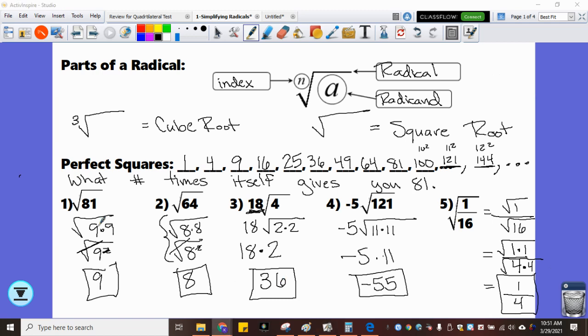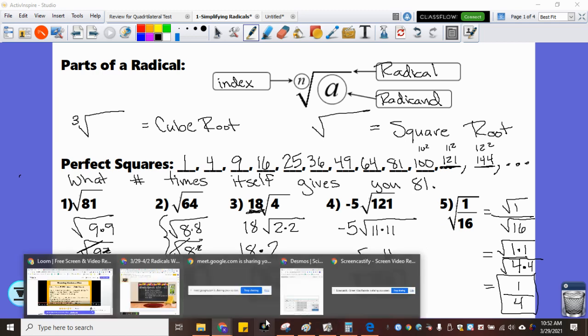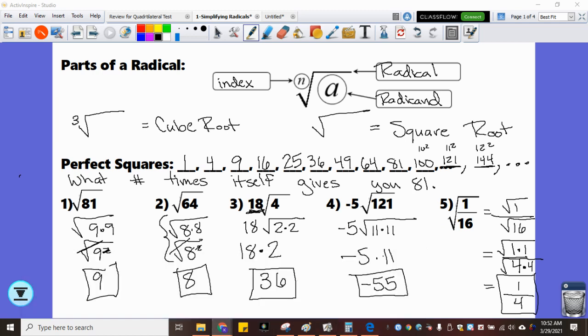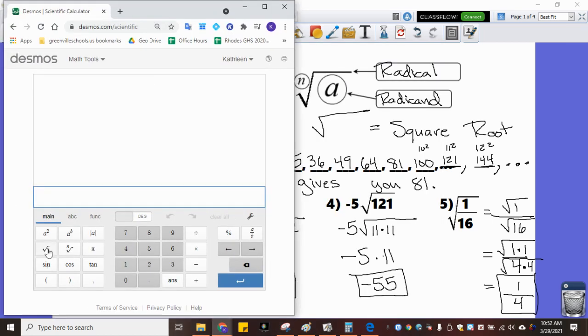These are perfect squares because they end up being perfect numbers. Honestly, you can put these in the calculator and it'll give you your answer. Let me show you. I can do the square root of 121 and it'll give me my answer, 11. I can do the square root of 1 over 16 and it'll give me my answer, 1/4.